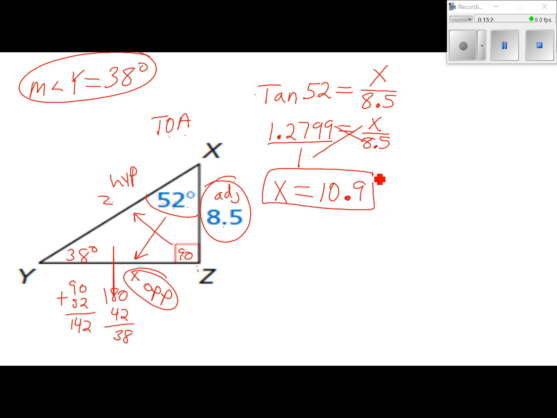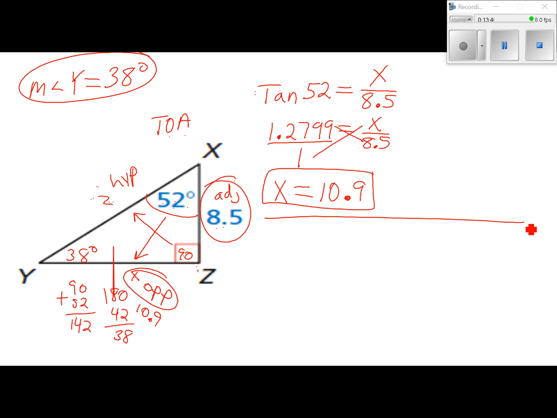So we got 2 of our answers. We now know that this side over here is 10.9. We know this side's 8.5. We could do the same thing, sort of use the trig ratios like we did here and set up an equation to find the hypotenuse. This time I'm going to use Pythagorean theorem to do it. Doesn't really matter which one, you do whatever's easiest for you.